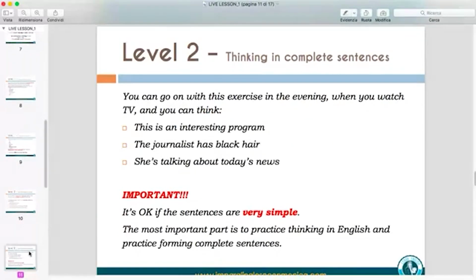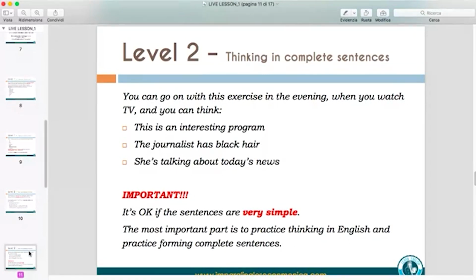You can go on with this exercise also in the evening when you watch TV, and maybe you can think, this is an interesting program. The journalist has black hair, or she's talking about today's news. So these are other examples of actions that, of course, we do on an ordinary basis.